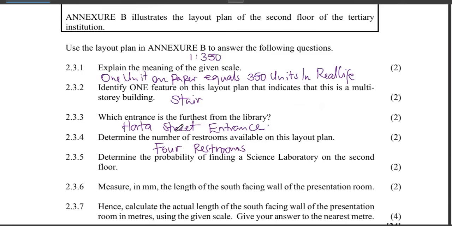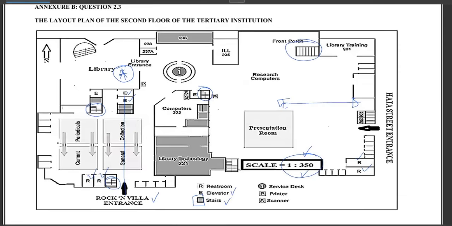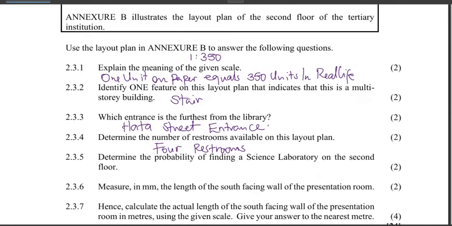Determine the probability of finding a science laboratory on the second floor. The science laboratory. So here we have the library technology, then we have presentation room, research computers, library, then these are computers. We don't have any laboratory. So what do we say? It's 0, ne? It's 0.